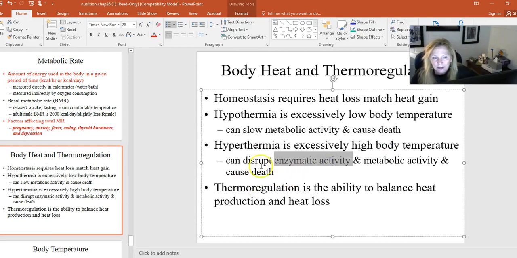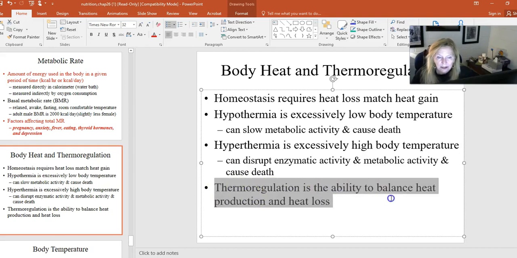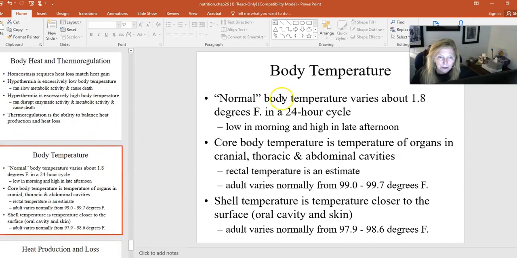So we talked about positive feedback loops. When someone's fever goes too high, you don't want it to go too high because you can get in that positive feedback loop. So thermoregulation is just the ability to make sure that you can keep it balanced within a homeostasis type of environment.